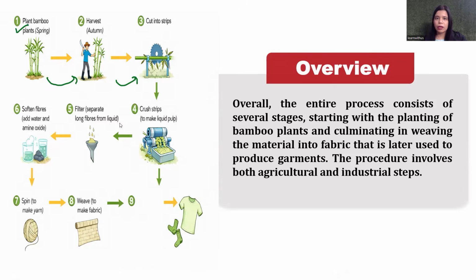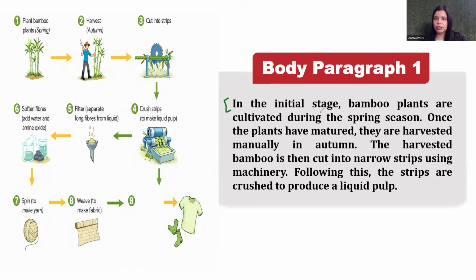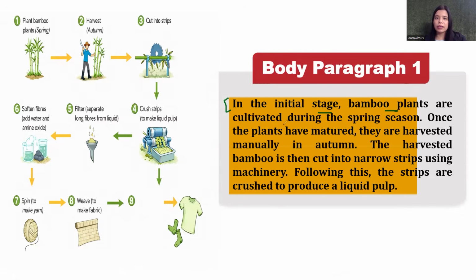Here we go. We are saying in the initial stage, bamboo plants are cultivated during the spring season. Once the plants have matured, they are harvested manually in autumn. Manually, as in no machine is used for this. Then the harvested bamboo is cut into narrow strips using machinery. Third step done.